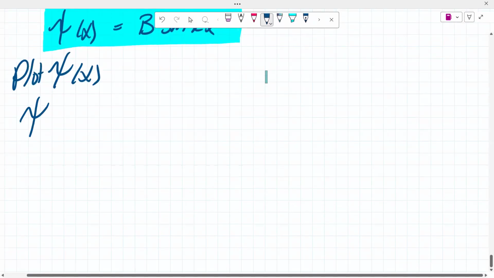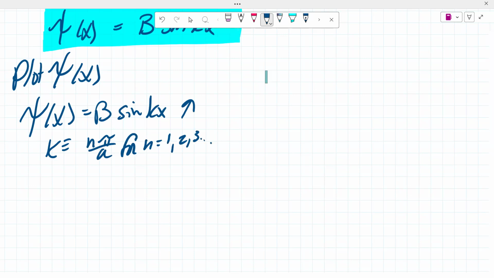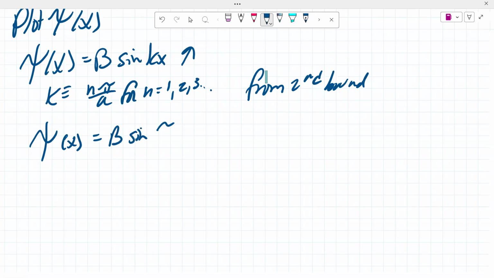All right, so this isn't so bad. Psi of x equals b sine kx. K is defined as n pi over a, from above, for n equals 1, 2, 3, and so on. This is from the second boundary condition. So in other words, we can set that in, and get psi of x equals b sine of n pi over a times x, for n equals 1, 2, 3. This is just subbing in. Now we can solve it for different n's.